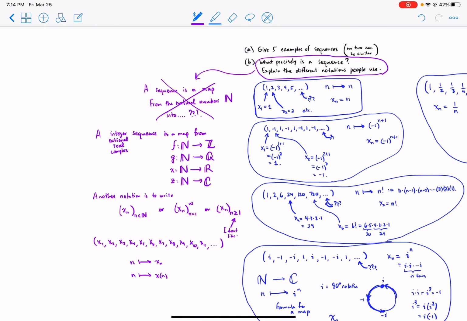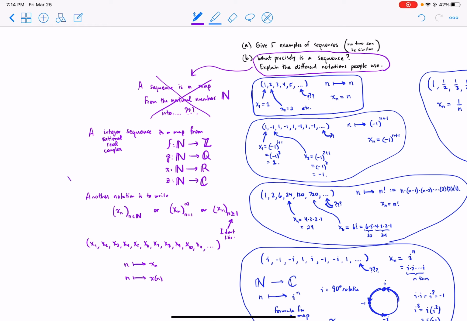So did I answer the question? What precisely is a sequence? A sequence is a map. It has an input, which is a natural number, and an output, which can be different kinds of numbers for different kinds of sequences. Explain the different notations people use. Yeah, I explained a few of them.